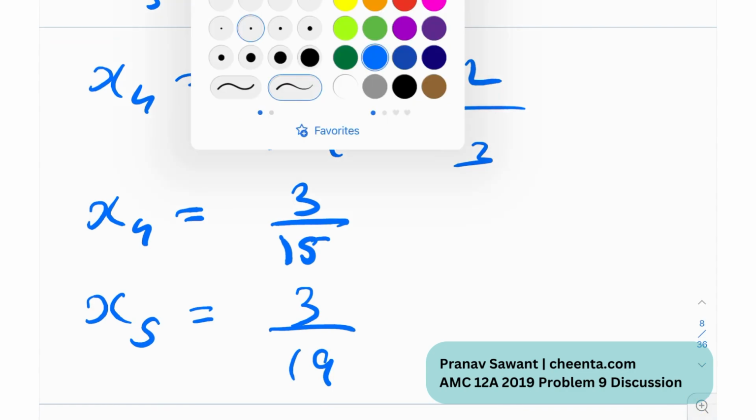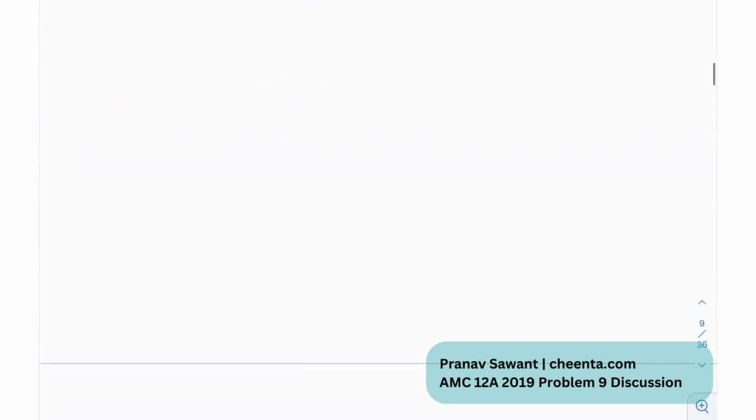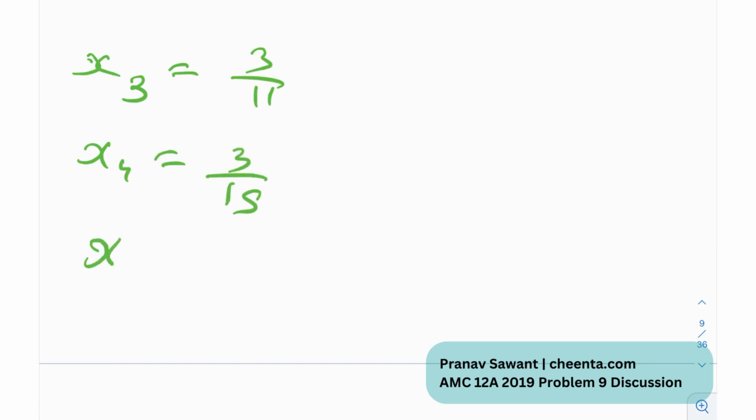So what I can observe is there's actually a pattern forming over here. Let me write it out a bit more clearly. We found x3 to be equal to 3 by 11, x4 to be equal to 3 by 15, and x5 to be equal to 3 by 19. If you look carefully, the denominator is increasing by 4, right? So essentially the denominator is forming an arithmetic progression, increasing by 4 in every term.